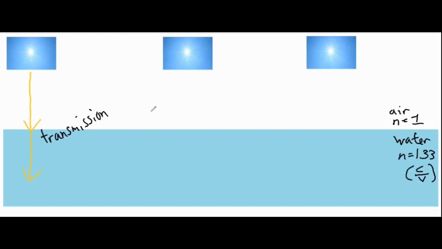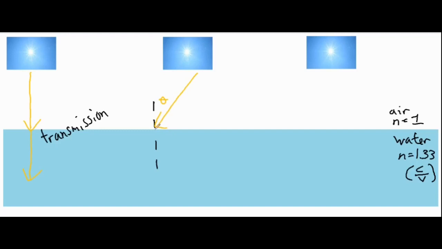Now for our second case, I'm going to go ahead and put a dashed line here, which is called the normal. The normal is just a line to reference what happens with the rays of light, and it is a line that is perpendicular to the surface. So in most cases, the light is coming in at a particular angle, and we'll just call that angle theta.